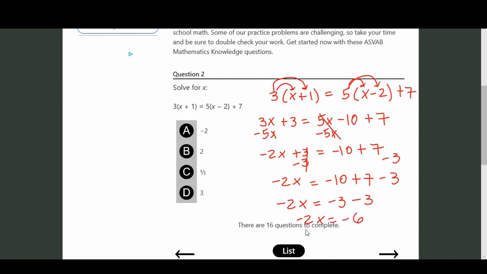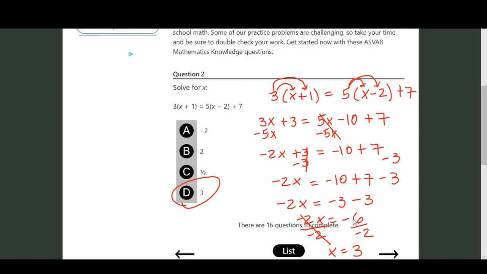Let's divide both sides by negative 2 to get x by itself. This crosses out. We're left with x equals negative 6 divided by negative 2, which is going to be a positive 3. So in this case, we know the answer is positive 3.